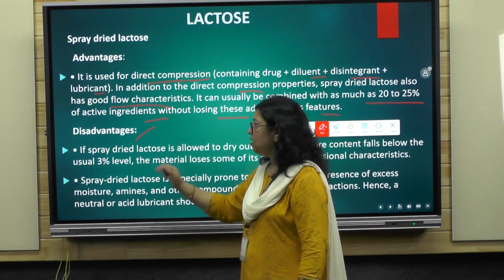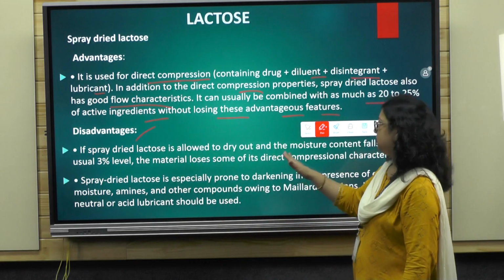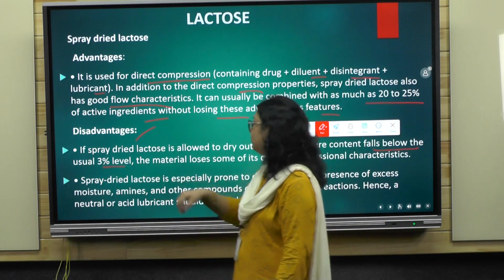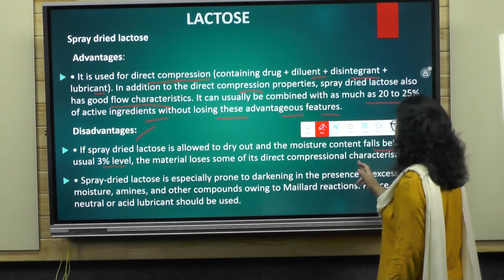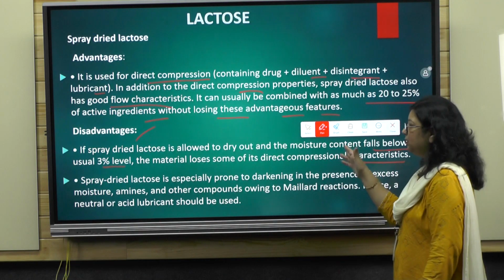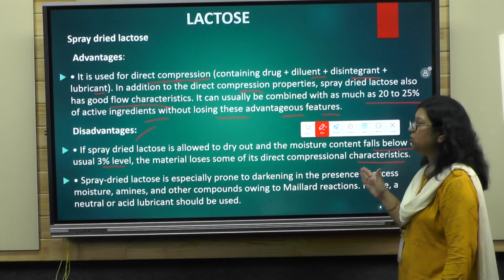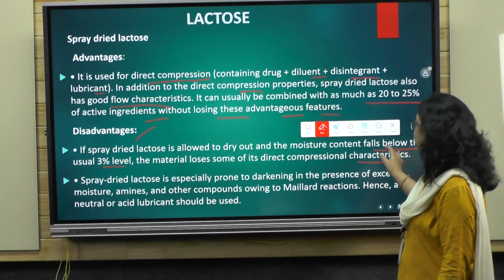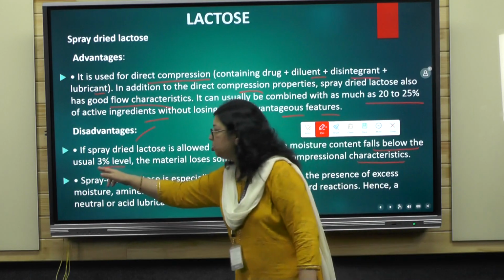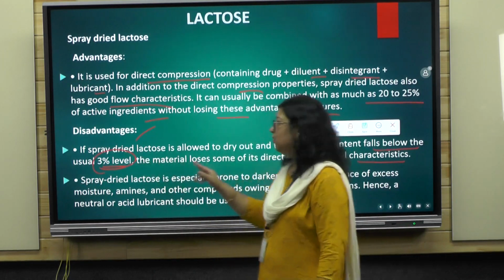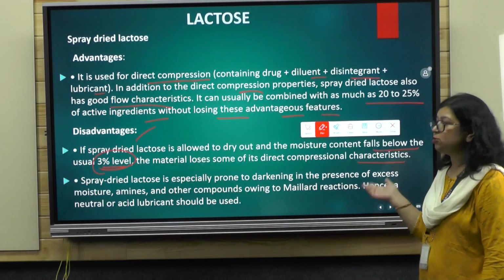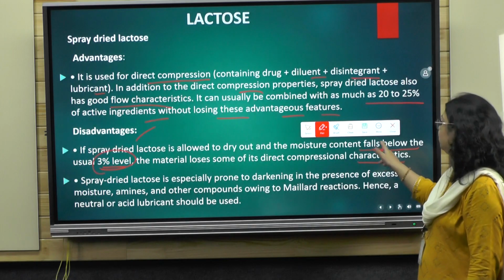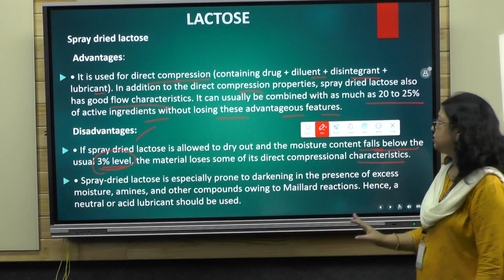Disadvantages: if spray dried lactose is allowed to dry out and the moisture content falls below the usual 3% level, the material loses some of its direct compression characteristics. So when we are using spray dried lactose, we need to have a humidifier in the manufacturing unit. Usually a 3% moisture level is maintained in the manufacturing area, which is good for spray dried lactose and also for other tablet ingredients. If the moisture content falls below 3%, it will lose its properties.